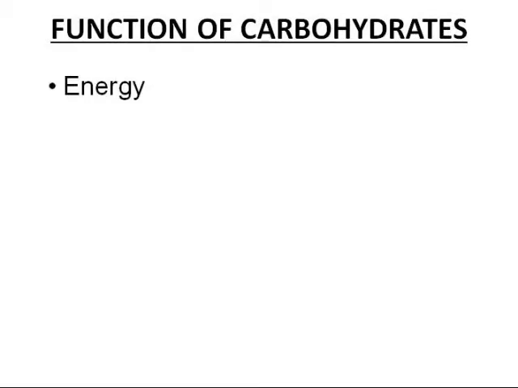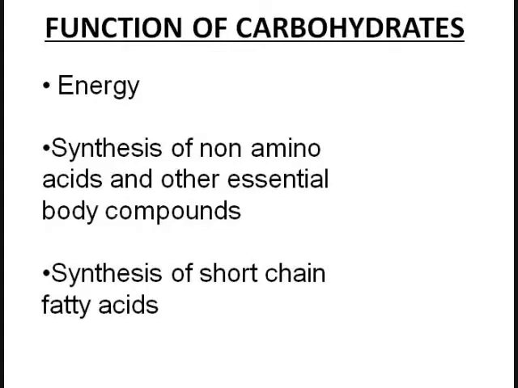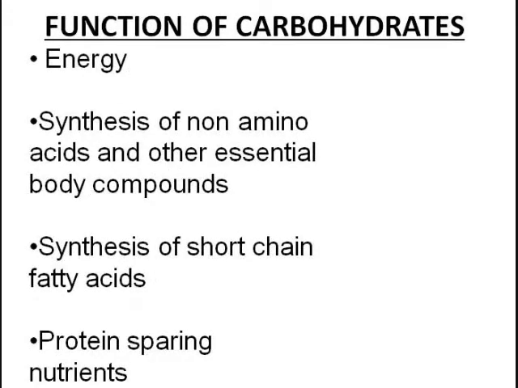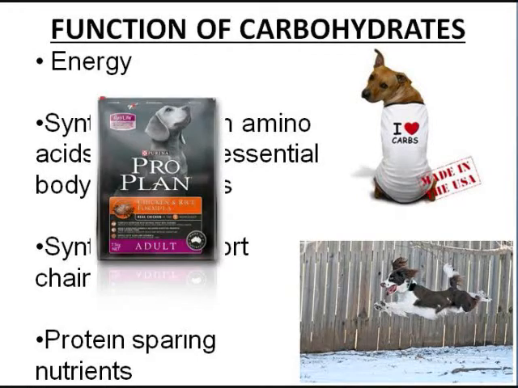Carbohydrates serve as an important source of energy, are needed for the synthesis of essential body compounds, and where adequately supplied, provide protein-sparing nutrients. 67% carbohydrate on a dry matter basis is a practical maximum for complete and balanced dog foods. A feed sample such as ProPlan dry food contains carbohydrates in the form of Brewer's rice, canola meal, oatmeal, and barley.